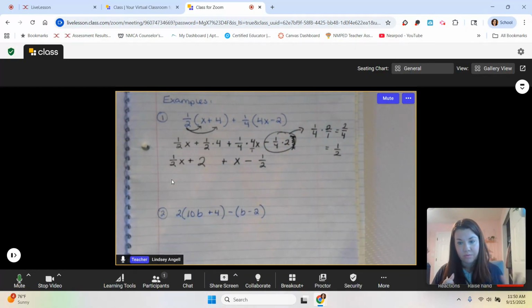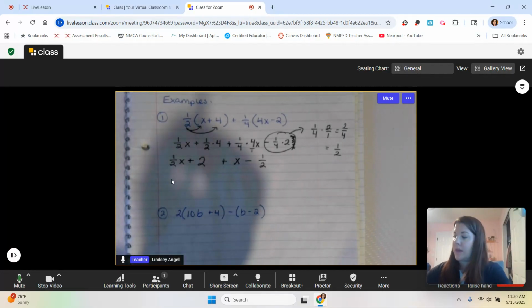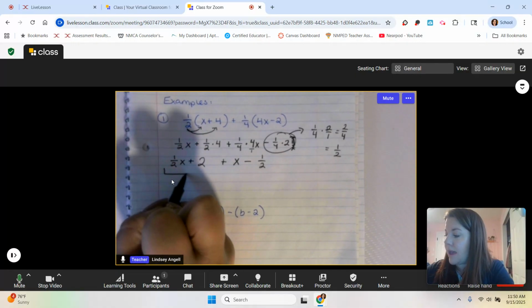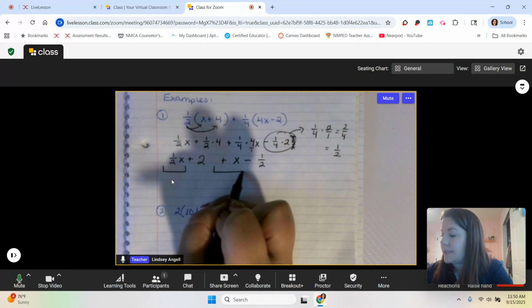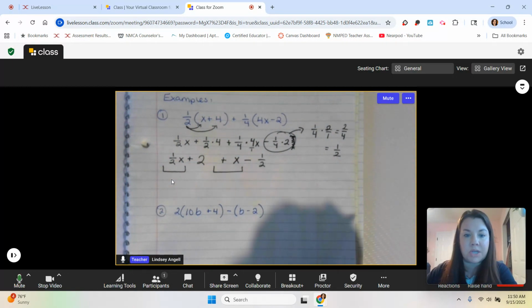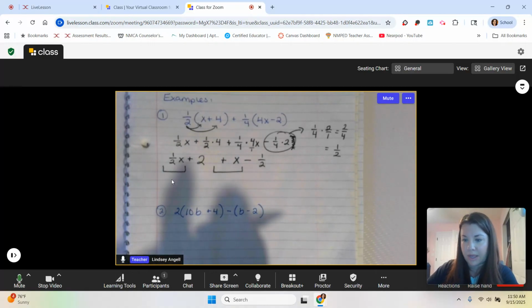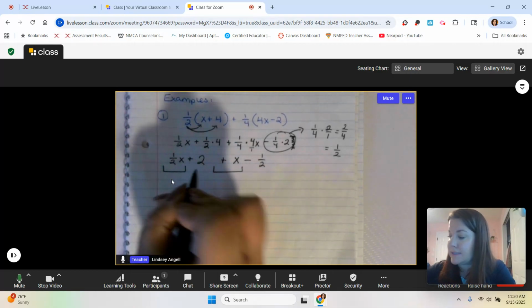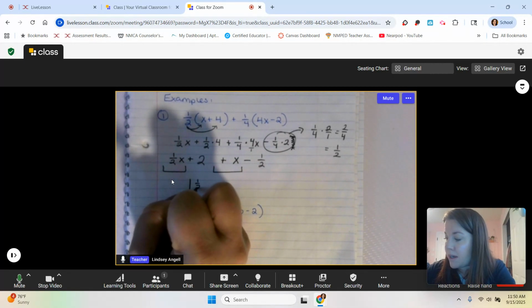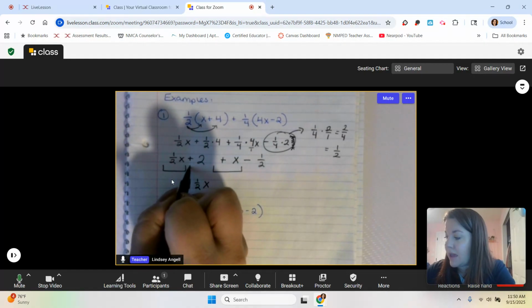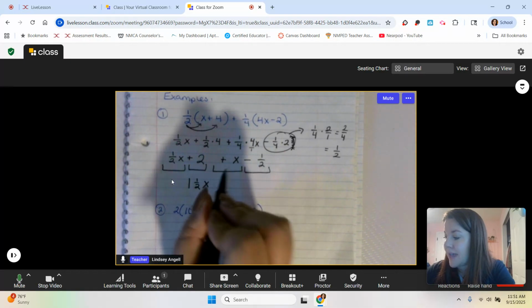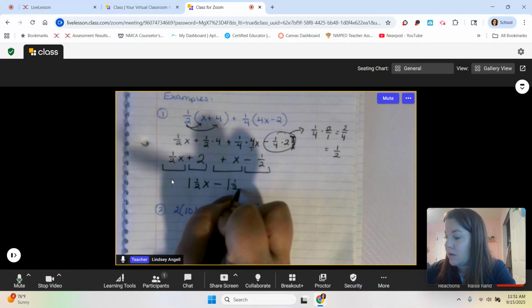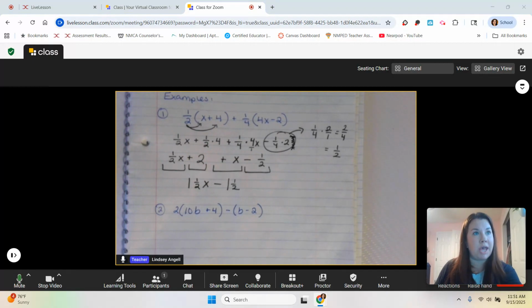All right, now that I've gotten rid of all of the multiplication, I can go ahead and combine my like terms. Right here I have 1/2 x plus x. And if you remember from one of my previous videos, you always have to pay attention to the sign in front of the number or the term, okay? So if I have 1/2 x plus x, that means I have 1/2 x, and then I have positive 2 minus 1/2, which would be minus 1/2.